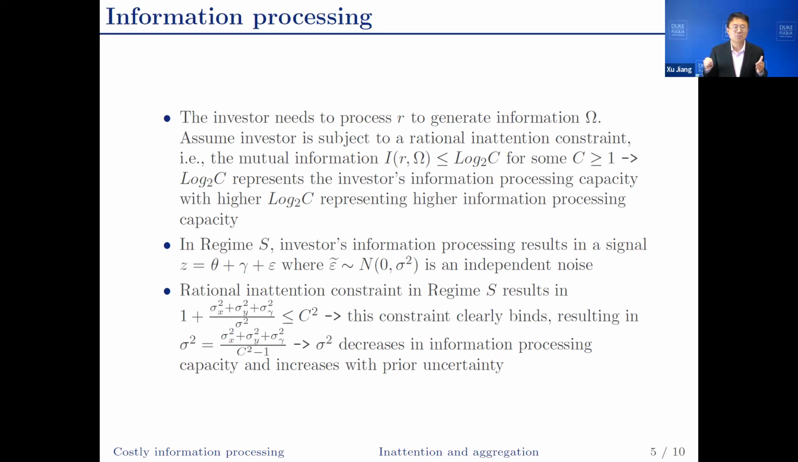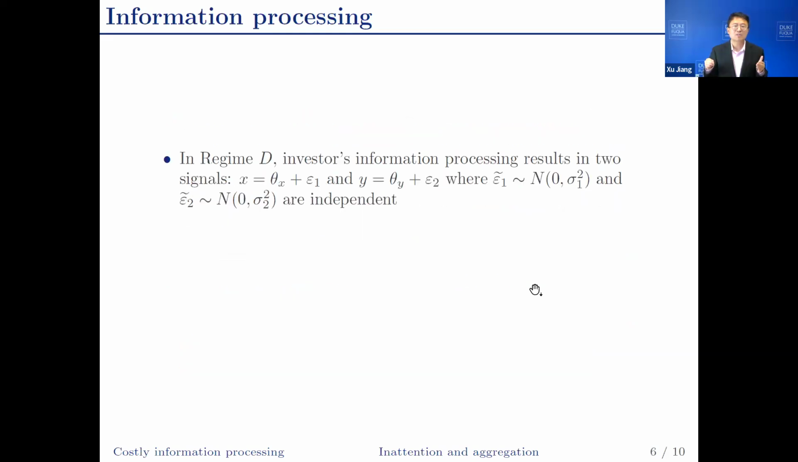And sigma squared increases with prior uncertainty. That's also intuitive. When prior uncertainty is high, given the same amount of information processing capacity, you're still going to end up with a more noisy signal. In the details regime, investors' information processing results in 2 signals. One is theta x plus noise, another is theta y plus noise.